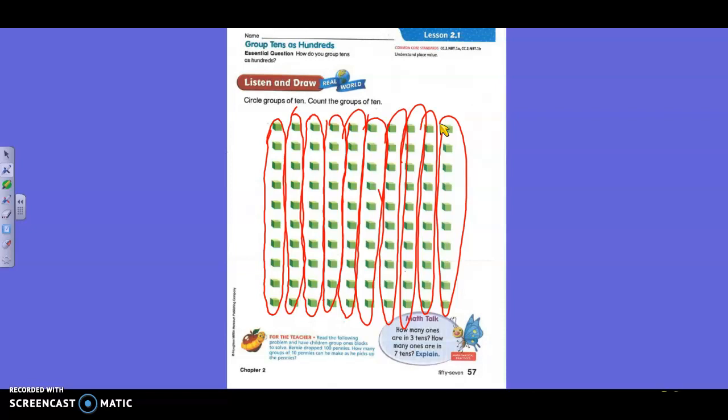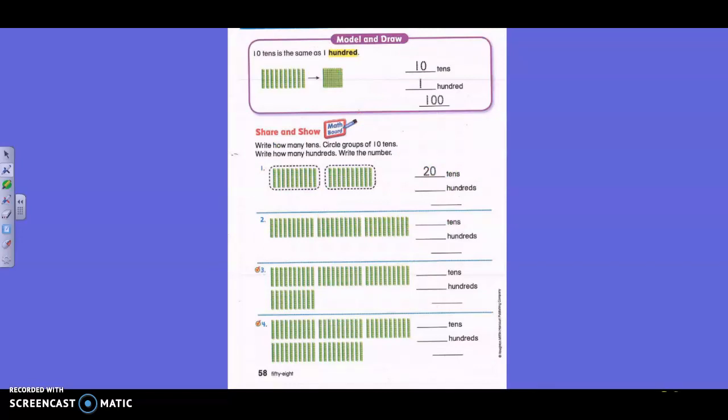So, to answer his question, if he picks up, how many groups of 10 pennies would he pick up? He'd have 10 groups of pennies, right? Okay, flip your paper over, please. Flip your paper over real quick.